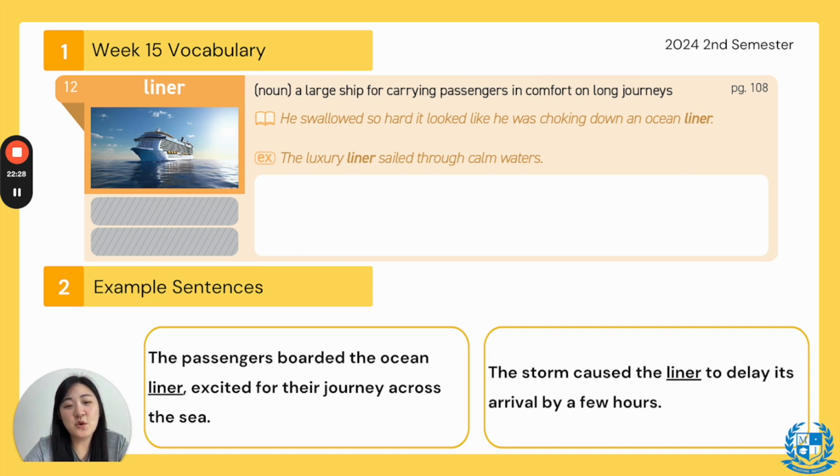Next one, it says, the storm caused the liner to delay its arrival by a few hours. So maybe it was coming, but there's a storm, so they just stopped and waited for the storm to pass, and then they kept going.